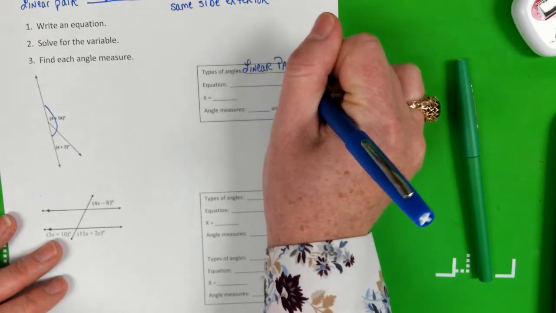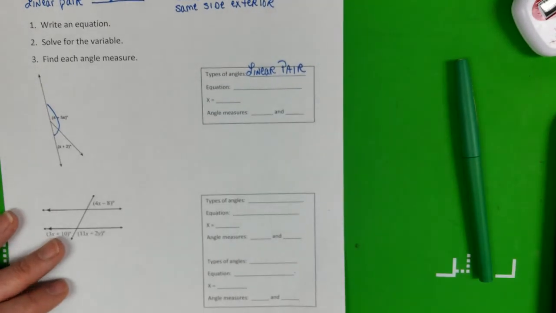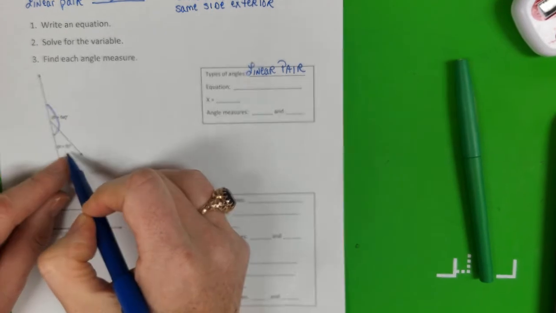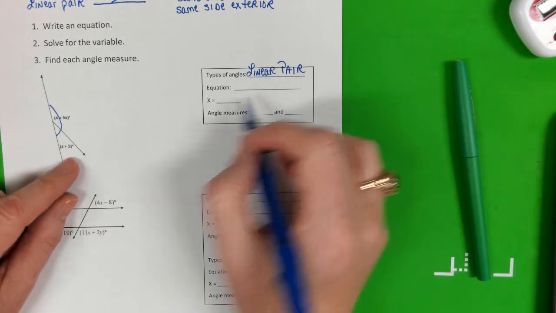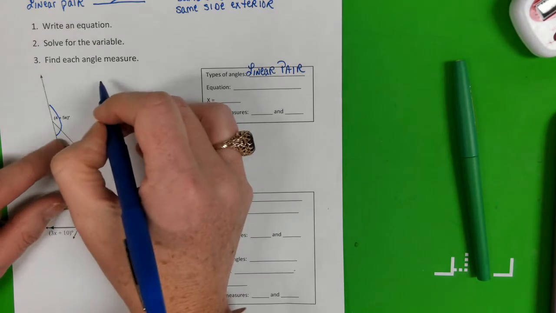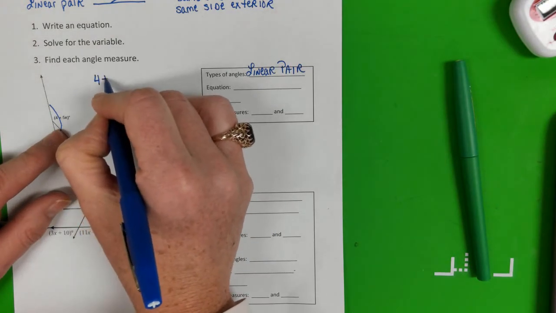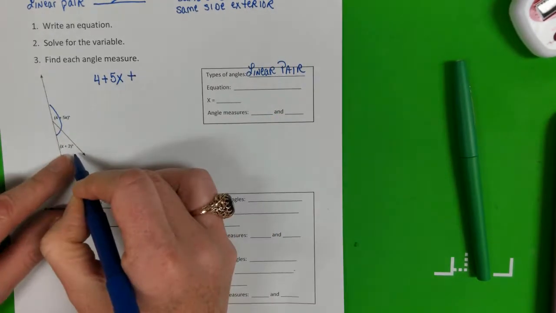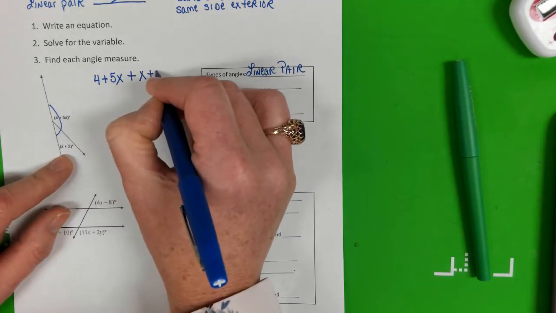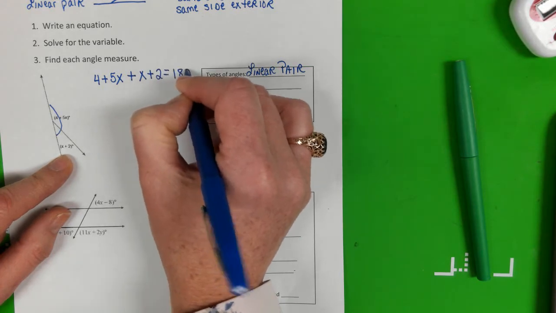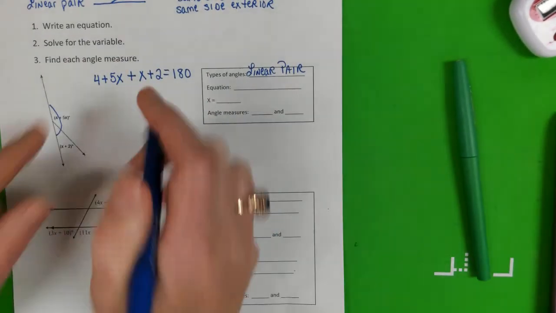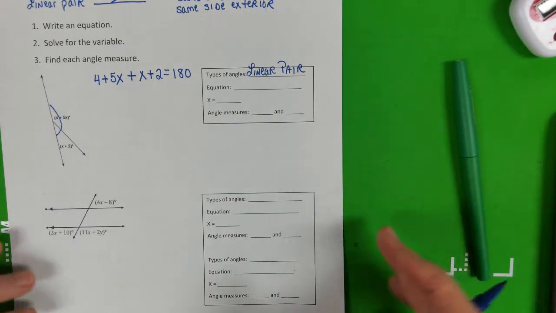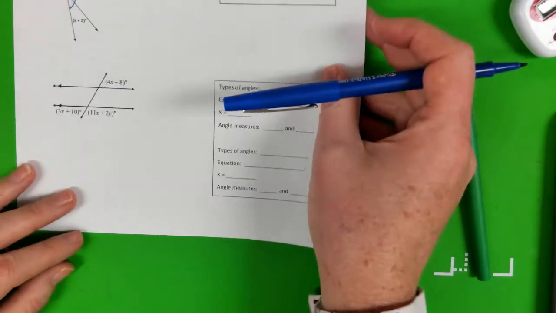They are adjacent, okay? And all we have to do is take the expressions and add them up and set it equal to 180. There's not a lot of room here, so I'm going to write it right here. 4 plus 5x, that's the first one, plus x plus 2 equals 180. Okay? I've just added the two angles and put them equal to 180. That's it. That's how we write the equation. Okay? Let's look at the next one.